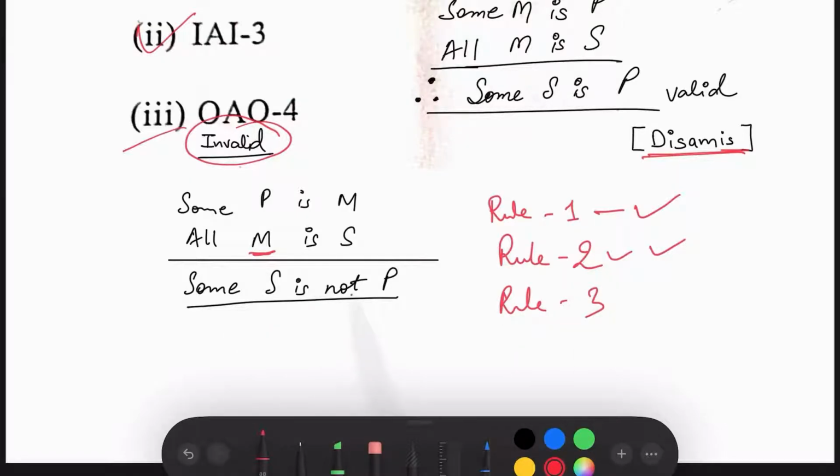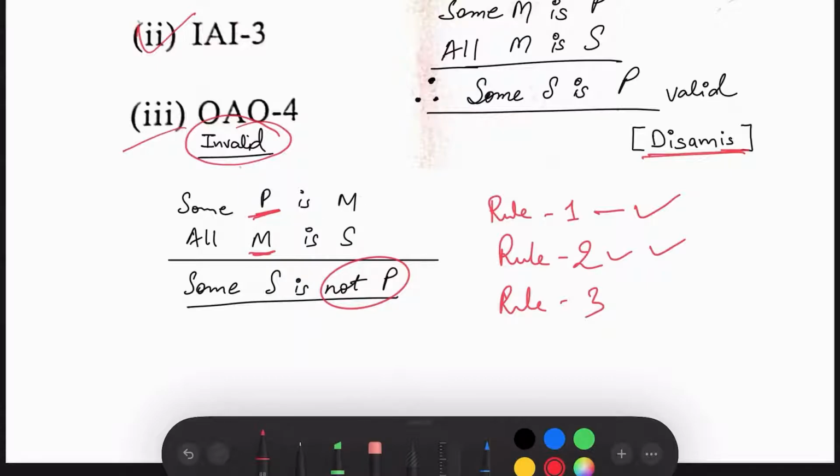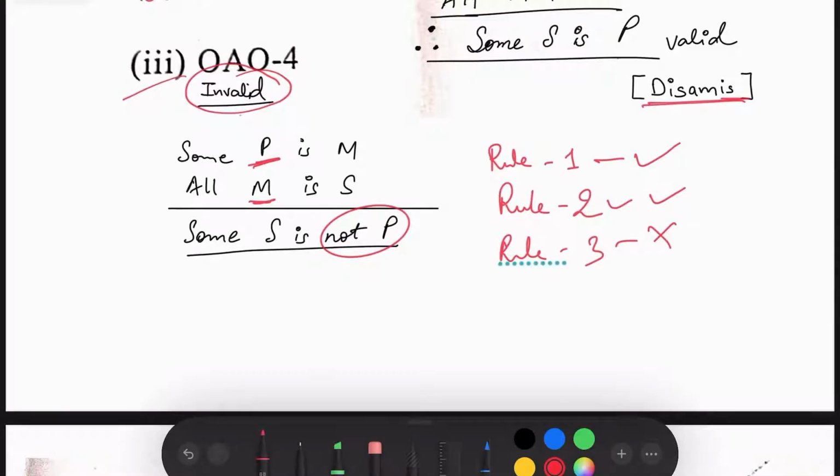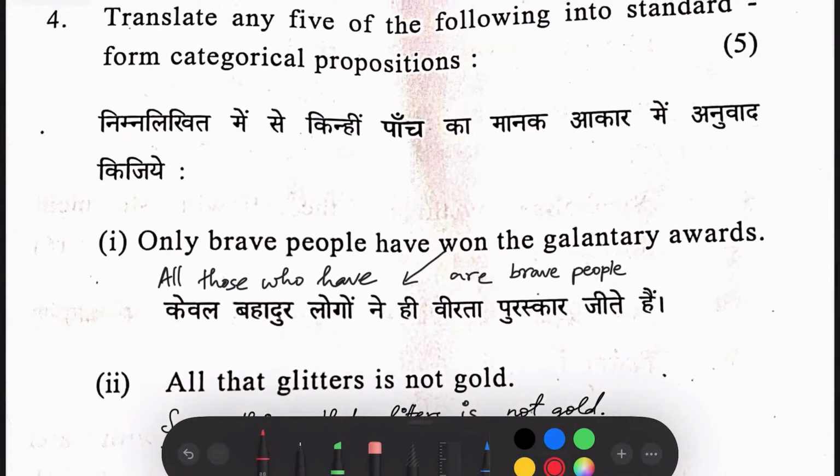The term which is distributed in the conclusion should also be distributed in the premise. So if you see some M is P, here you have an I proposition. So in an I proposition no term is distributed. So this breaks the third rule. So which fallacy will come here? Illicit major. So the name of the fallacy is the fallacy of illicit major. Why major? Because it is in the major premise. Now let's move to the next one.